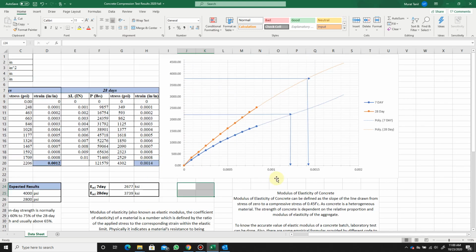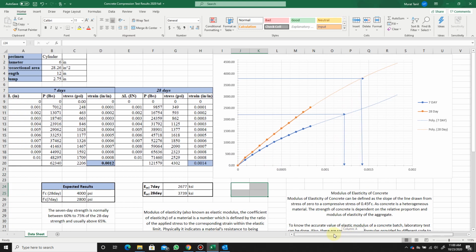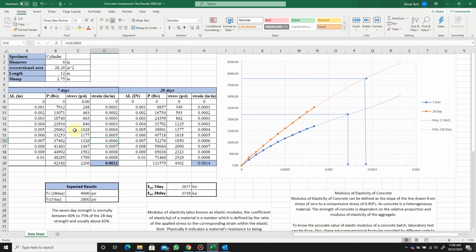Let's go ahead and start working on the numbers. Oh, by the way, one more thing. If you look at here, there are two values that I manually measured. Those are the strain values.